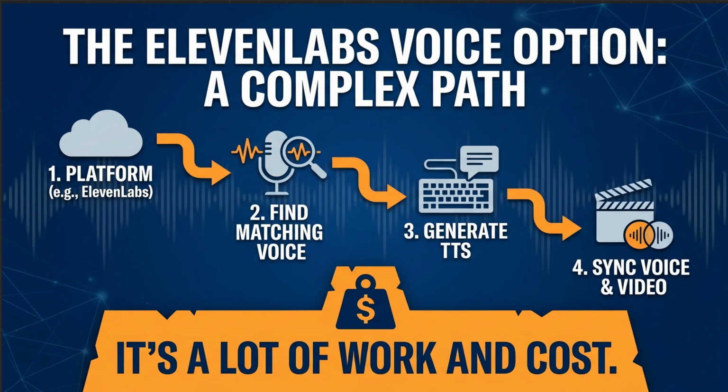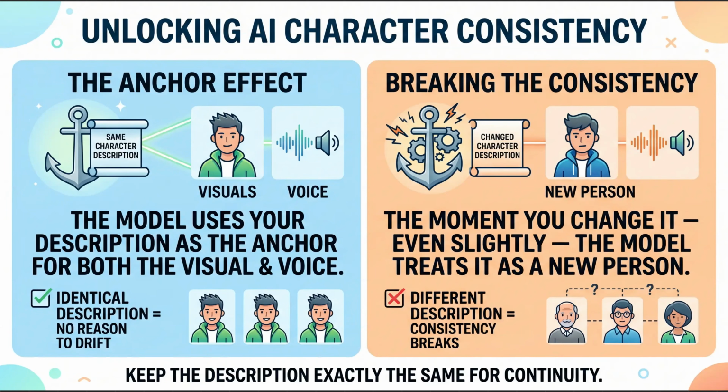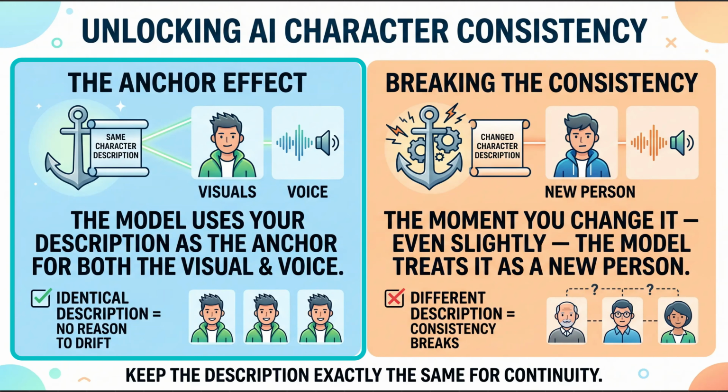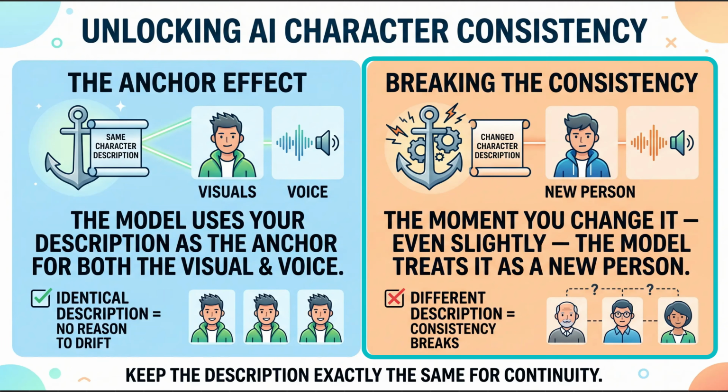What are your thoughts? Now, why does this actually work? Because the model uses your description as the anchor for both the visual and the voice. If the description stays identical, the model has no reason to drift. But the moment you change it, even slightly, the model treats it as a new person and consistency breaks.